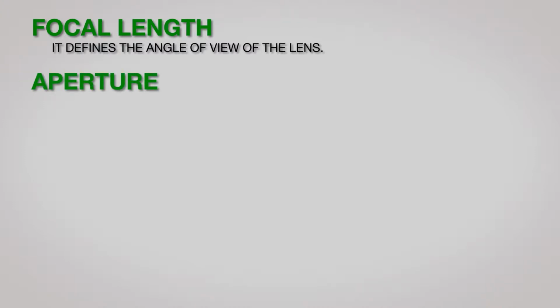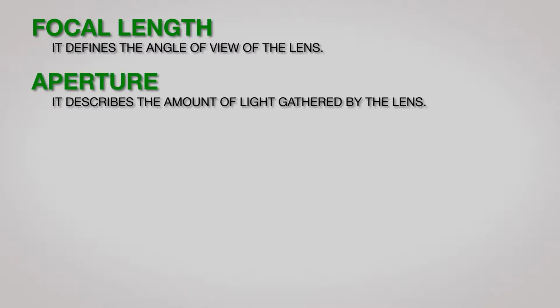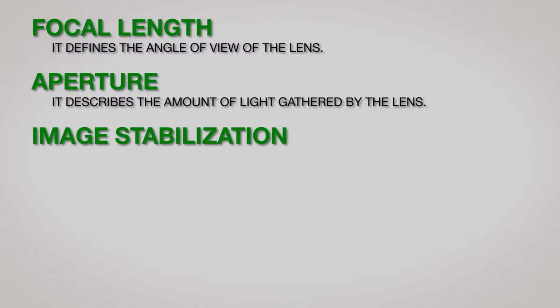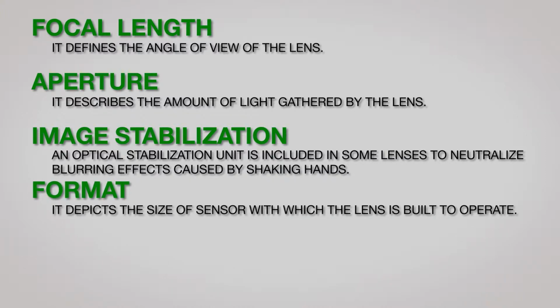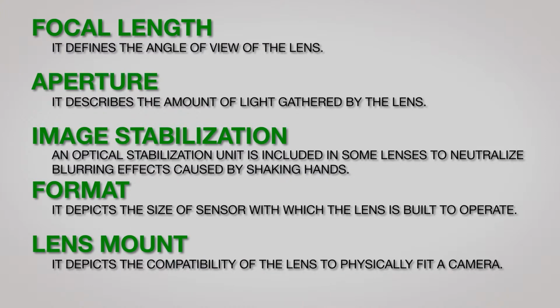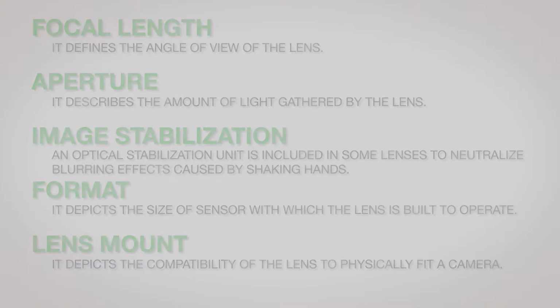Focal length. It defines the angle of view of the lens. Aperture. It describes the amount of light gathered by the lens. Image stabilization. An optical stabilization unit is included in some lenses to neutralize blurring effects caused by shaking hands. Format. It depicts the size of the sensor with which the lens is built to operate. Lens mount. It depicts the compatibility of the lens to physically fit a camera.